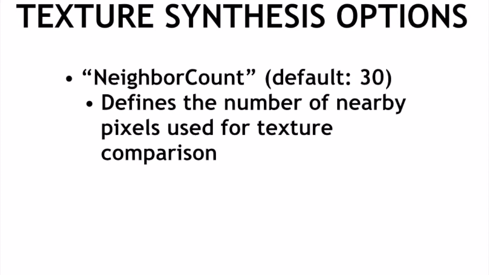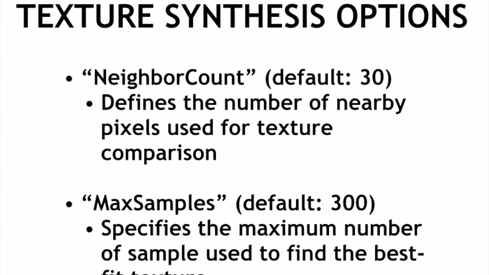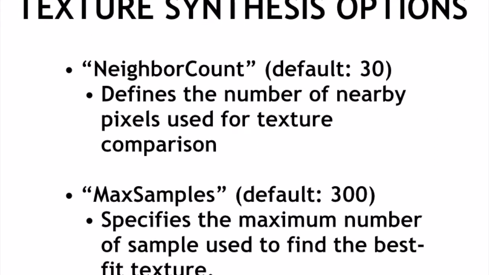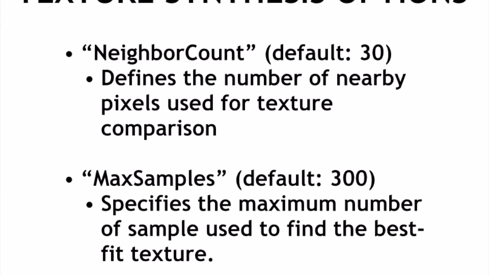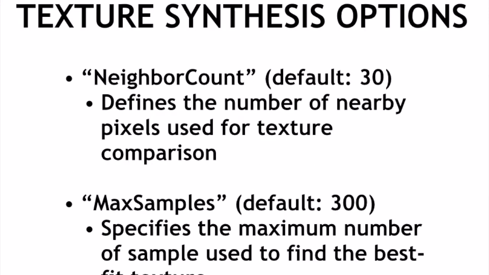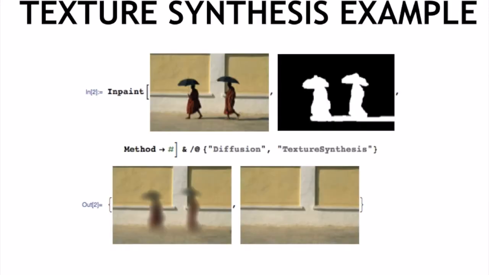Parameters for the texture synthesis algorithm can be specified via 2 sub-options: NeighborCount and MaxSamples. The first parameter defines the number of nearby pixels used for a texture comparison, and the second parameter specifies the maximum number of samples used to find the best fit texture. In the example below, it is clearly visible that these properties of the texture synthesis algorithm make it the method of choice for removing large objects from the image.